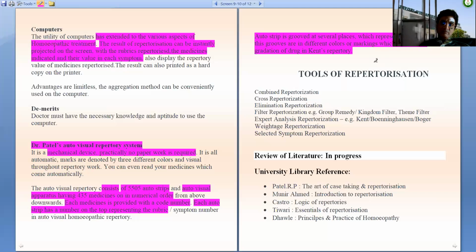Medicines are evaluated in different colors. So this is all in techniques of repertorization. Then we come on to the tools of repertorization. What are various tools available nowadays?